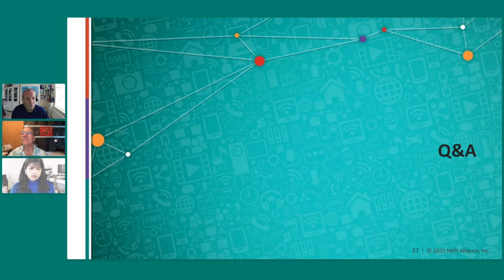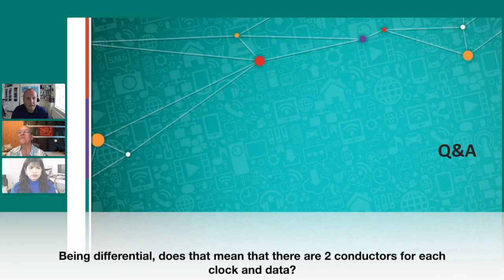Great, thank you, Neil. Okay, let's move on. Questions coming thick and fast. Being differential, does that mean there are 2 conductors for each clock and data?